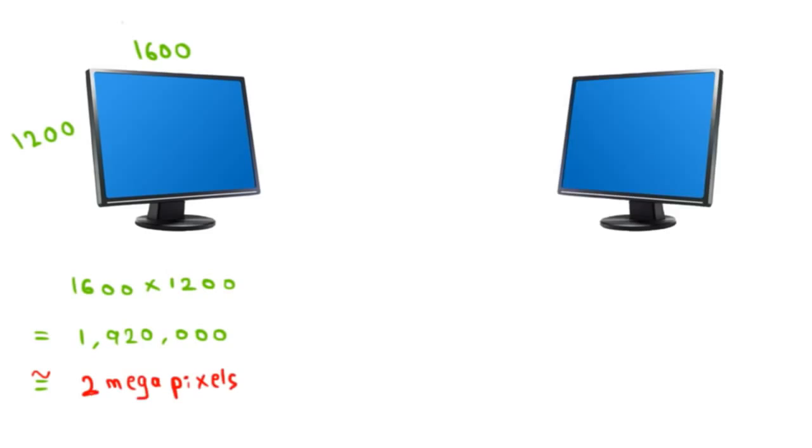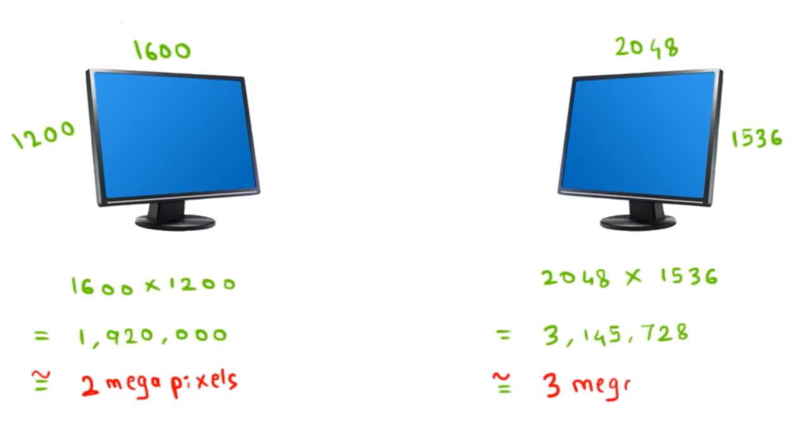If you have a 1600 into 1200 resolution screen, it will have a megapixel count of 1600 into 1200, which is 1,920,000 pixels, which is almost equal to 2 megapixels. And if I consider an average above monitor with a resolution of 2048 into 1536, you will have 3,145,728 pixels, which are almost equal to 3 megapixels.